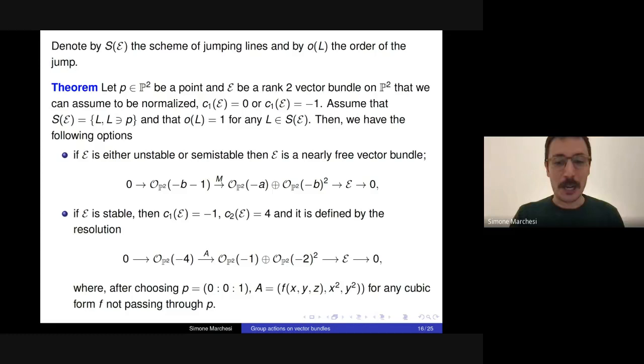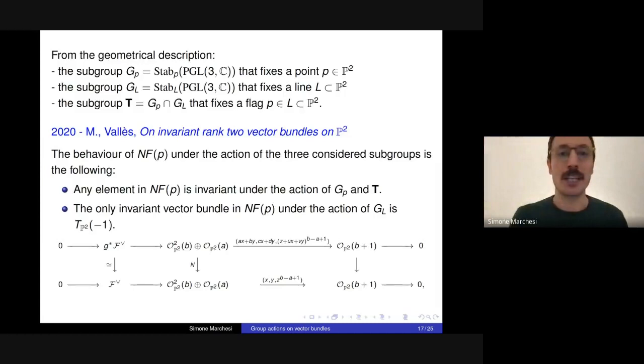We have our group, and our group is G_P, the subgroup of the projective linear group which fixes a point. And once we studied this group, we were wondering also what happens to the groups that fix any other linear space, in this case of P2. So we decided to consider also the group G_L that fixes a line, and the intersection of these two groups, which fix a flag of a point inside the line, inside P2, and this group will be denoted by T, because basically it's given by triangular matrices. And this study of the action of these two groups is the content of this last work with Jean Vallès, which just came on the archive a month ago.